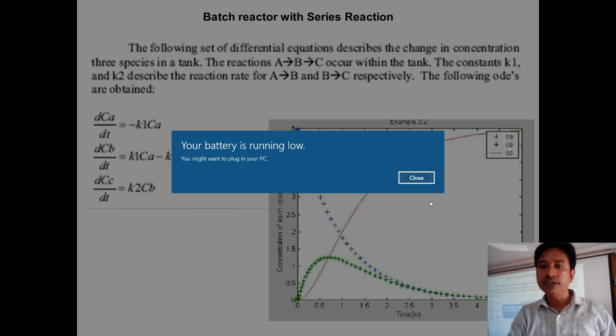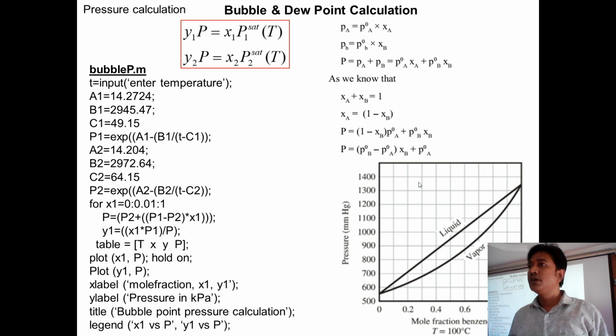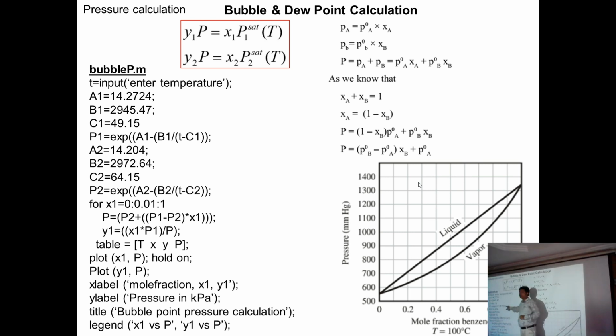So we are almost at the end. Bubble and dew point calculations. You know Raoult's law, yi P is equal to xi Pi sat. You know the Antoine equation. I just limited it to bubble and dew pressures only, not temperatures, because temperatures will be iterative. I am skipping those parts. I will ask only bubble and dew point pressures. So I want a pressure versus composition plot like this.